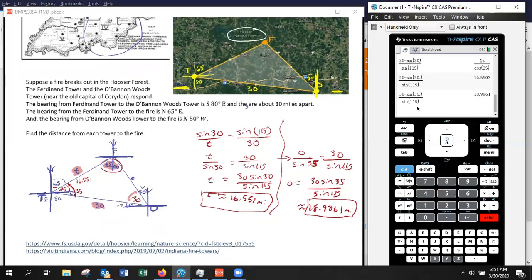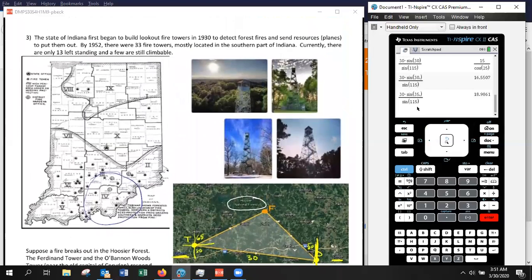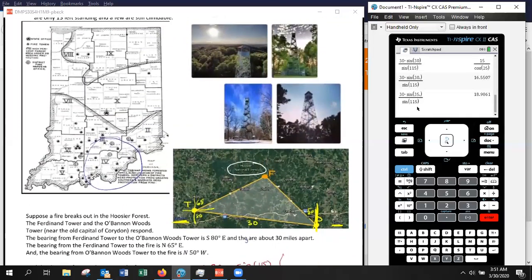Now, I hope this gave you insight into a little bit of Indiana history, which is always a fun thing to have. Some nice pictures of some of the different towers. They really are beautiful. Southern Indiana is a beautiful place. You see a lot of those towers really are in Southern Indiana. But I hope you enjoyed these notes.